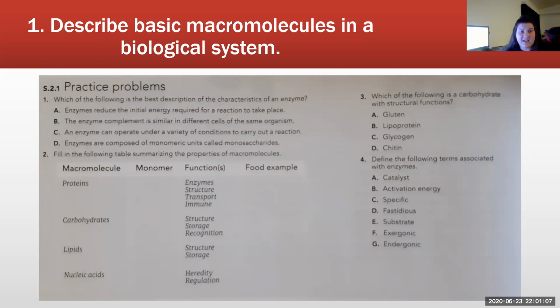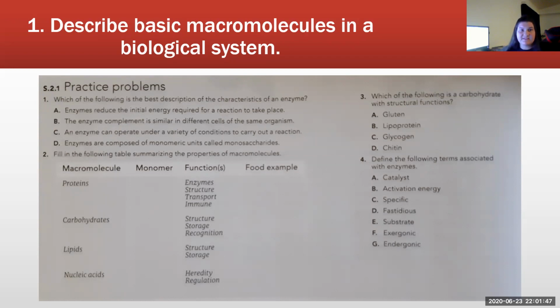The correct answer is A. Enzymes reduce the initial energy required for a reaction to take place. So enzymes are a catalyst within the biological system. They just help speed up the process without basically using any additional energy for the reaction to continue. It's kind of like, if you're trying to start a fire and you have your flint and your stone and you've got your kindling, well, if you put lighter fluid on that kindling, it's going to light faster. The lighter fluid is kind of like enzymes in our body.